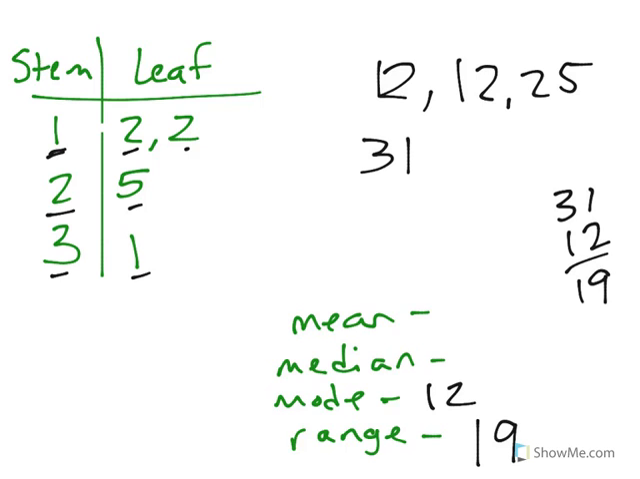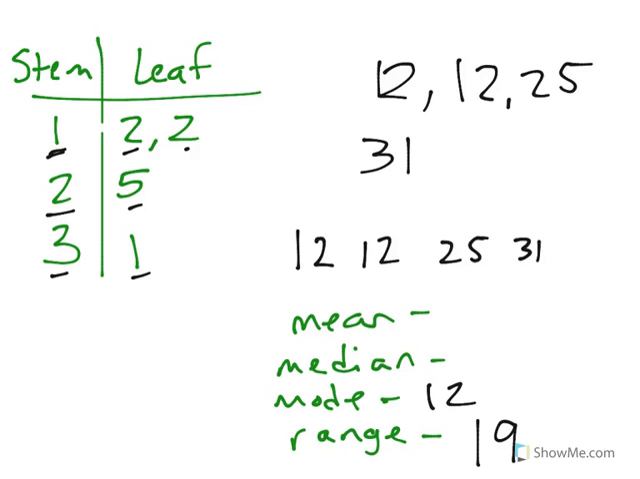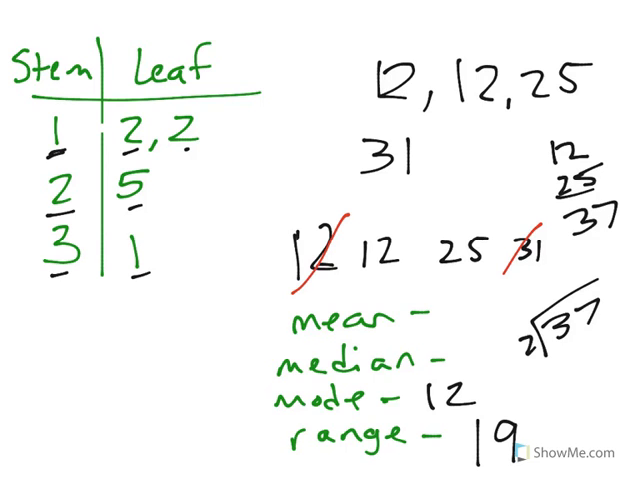The median: we have 12, 12, 25, 31. So what we need to do is add the 2 in the middle, and then divide by 2. So 12 plus 25 is 37, and we're going to divide 37 by 2. That would be 18.5. So our median would be 18.5.